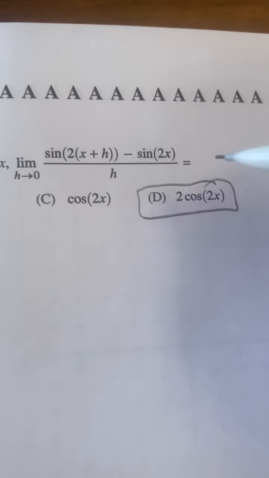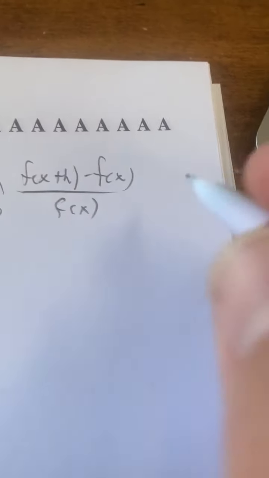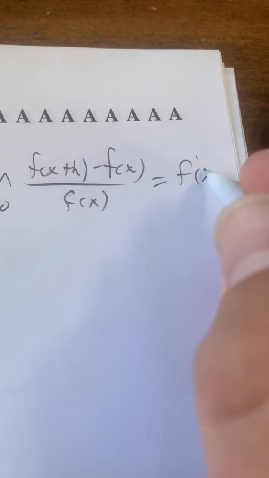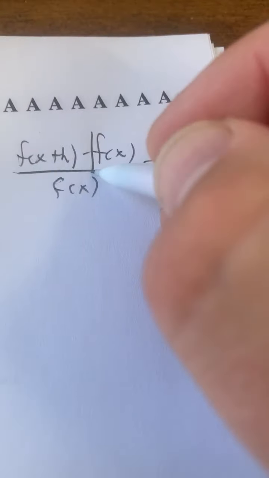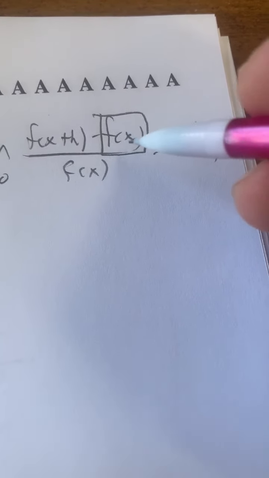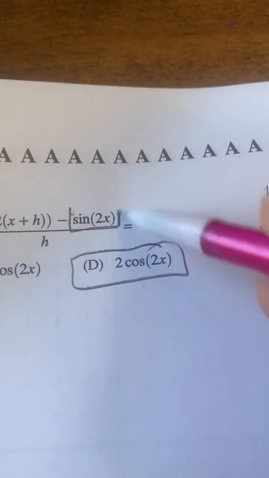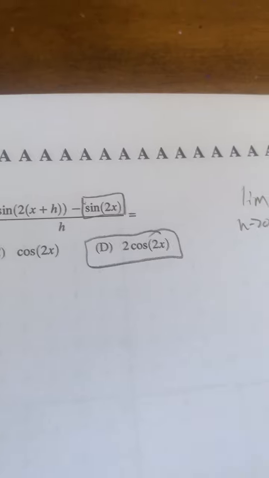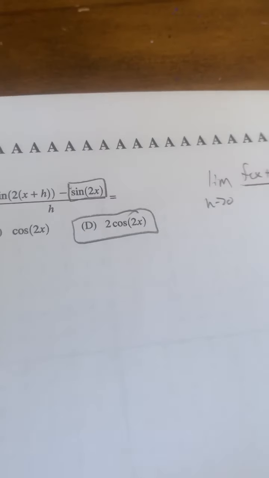All right, so this is a limit definition of a derivative. So if we go back to the very basic idea, this is just a very fancy way of saying f prime of x, which means this right here. We're just taking the derivative of this guy right here. So here is a limit definition of derivative. We need to take the derivative of this guy right here, which is 2 cosine of 2x. So that's D.